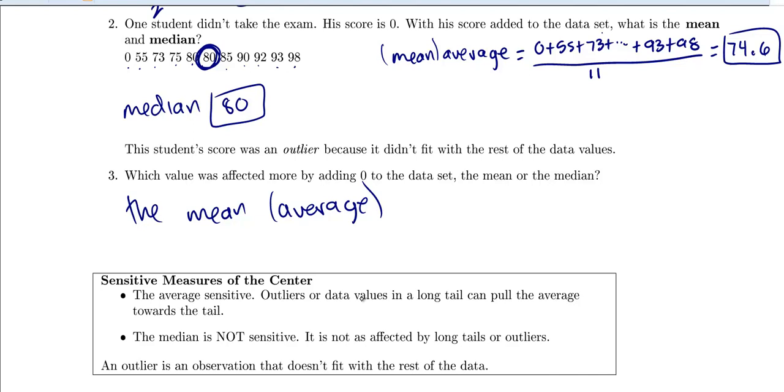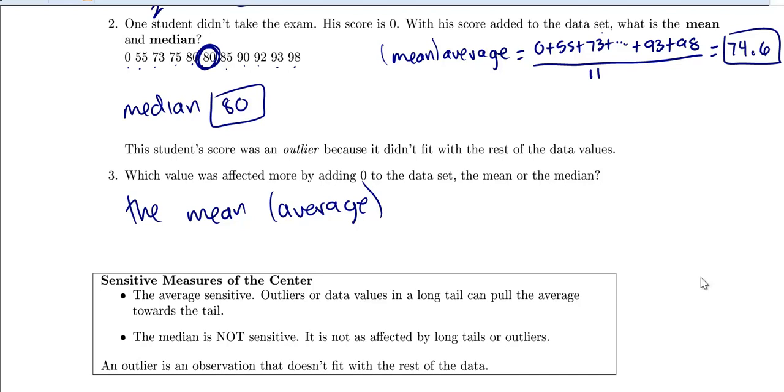So we have some vocabulary for that, which is sensitive measures. So the average is sensitive. Outliers are data values, and a long tail can pull the average towards the tail, so the average is sensitive. But the median is not sensitive. It's not as affected by the long tails or outliers. And again, an outlier is an observation that doesn't fit with the rest of the data.